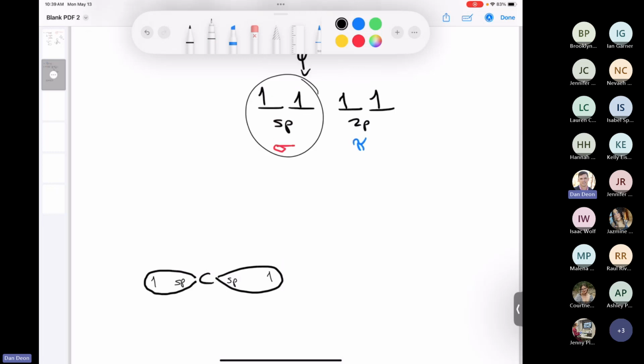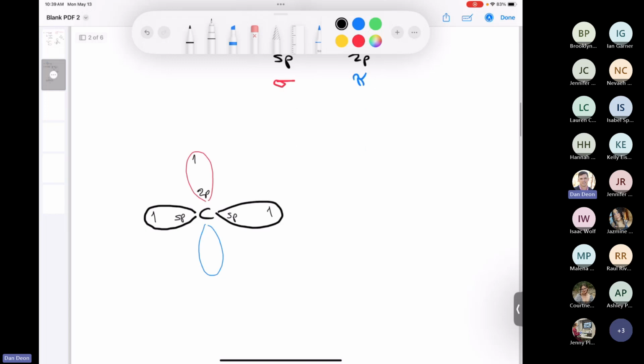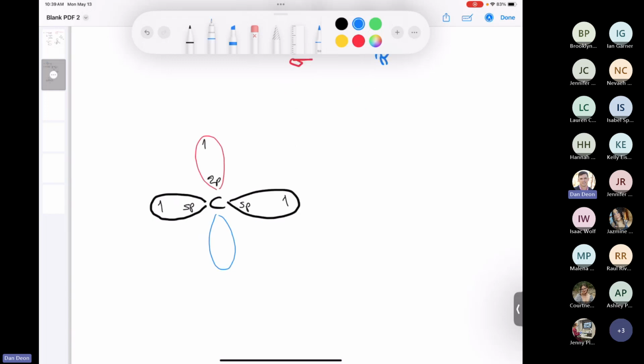So now I've drawn these 2 guys, and now I'm going to have 2 2p orbitals. So I'm going to have 1 going up like this. I don't know if I'm drawing my phases the same way they are in the textbook. That's neither here nor there. We'll say this is a 2p. It's got 1 electron, and then the other one is going to be perpendicular to it.